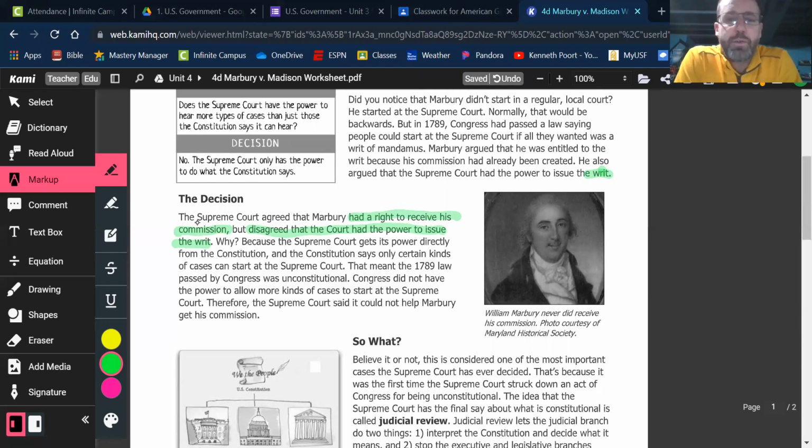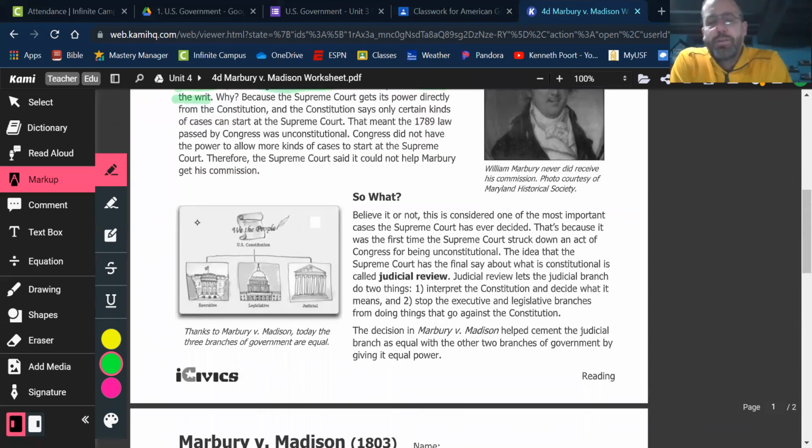It says why? Because the Supreme Court gets its power directly from the Constitution, and the Constitution says only certain kinds of cases can start at the Supreme Court. That meant the 1789 law passed by Congress was unconstitutional. Congress did not have the power to allow more kinds of cases to start at the Supreme Court. Therefore, the Supreme Court said it could not help Marbury get his commission. Okay, there's some confusion there, so this last section will tie it all together.